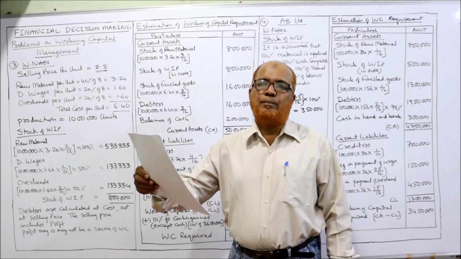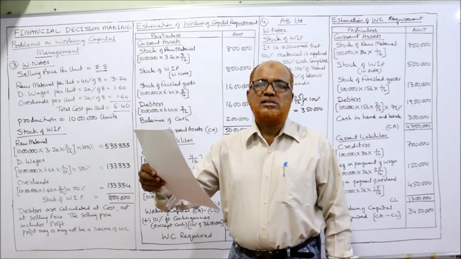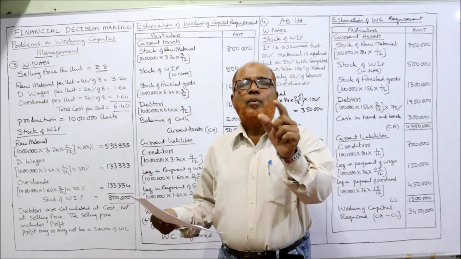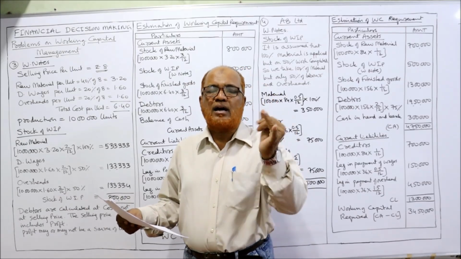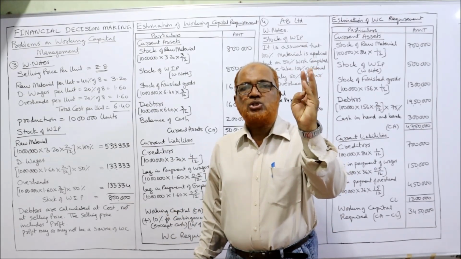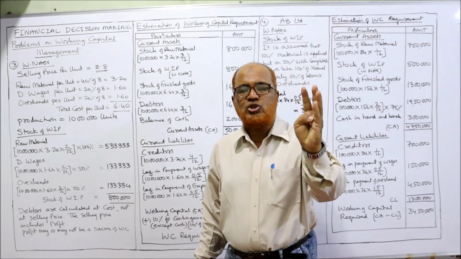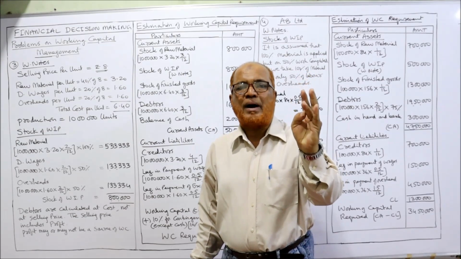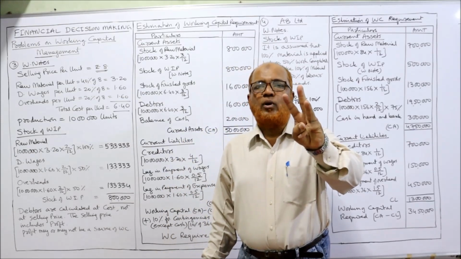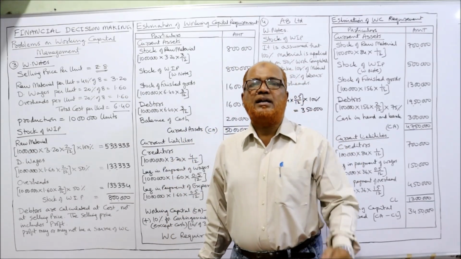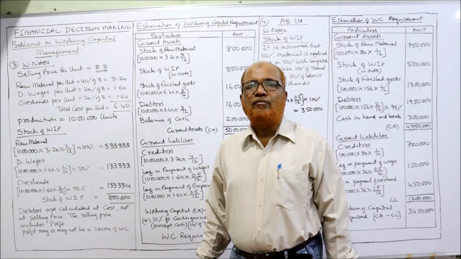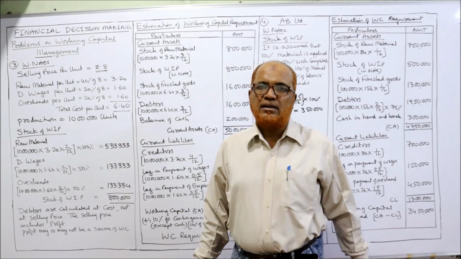And this problem is very, very important. The method used is the components method. The components of working capital are current assets and current liabilities. Here the current assets are stock of raw material, stock of work in progress, stock of finished goods, debtors and cash balance. So there are 5 components under current assets and 3 components under current liabilities, that is creditors, lag in payment of wages and lag in payment of overheads. These 3 are current liabilities.